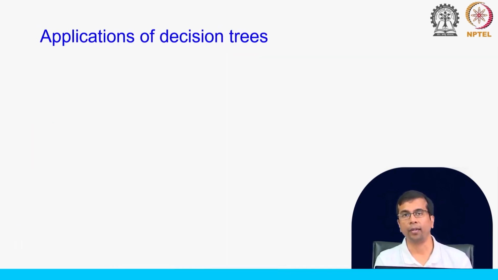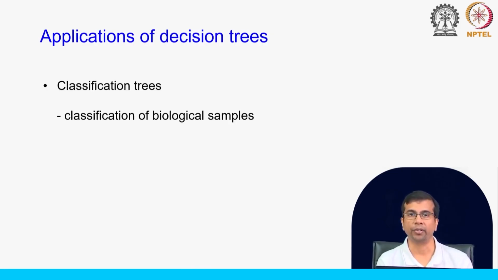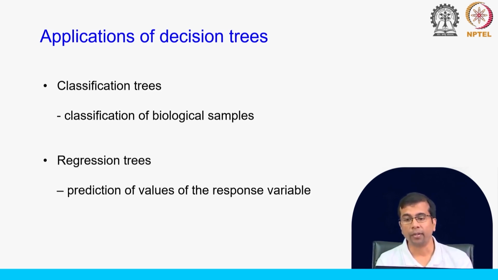As I said, we can use decision trees for data classification or sample classification, and these are referred to as classification trees. As before, we apply these for classification of biological samples, which we have already seen in the case of logistic regression, on some of the real data sets. But we can also apply decision trees for regression purposes, where we want to predict values of the response variables, which we did in the case of linear regression.